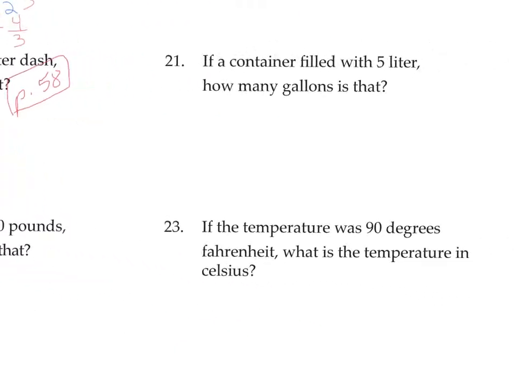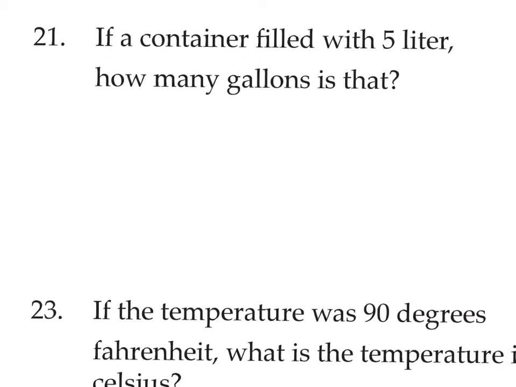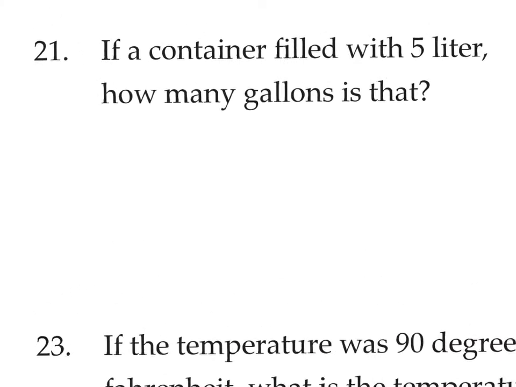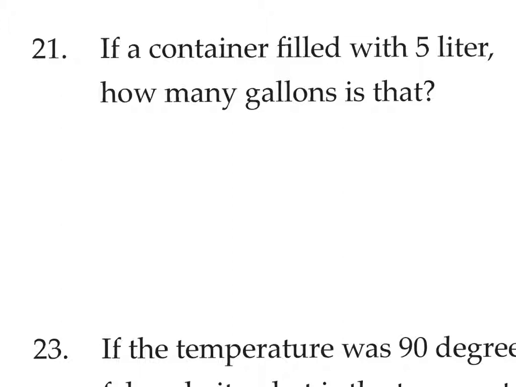All right. On question 21, again, back to page 58, you're going to need these conversions on these last 4 questions, on this page anyway. If a container was filled with 5 liters, how many gallons was that? So again, we're converting liters with gallons. Okay, so we have 5 liters. We don't know how many gallons that is. When we look back on page 58 to get a conversion, we find out that 1 liter equals 0.264 gallons.